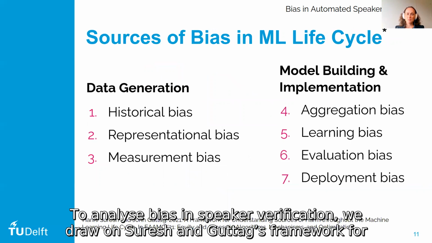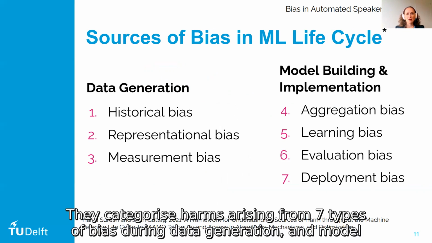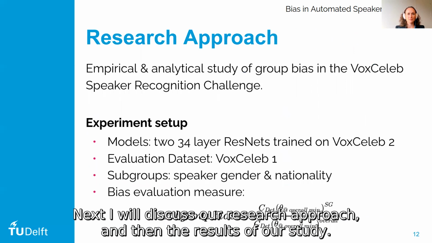To analyze bias in speaker verification, we draw on Suresh and Guttag's framework for understanding sources of harm in the machine learning lifecycle. They categorize harms arising from 7 types of bias during data generation and model building and implementation. Next, I will discuss our research approach and then the results of our study.